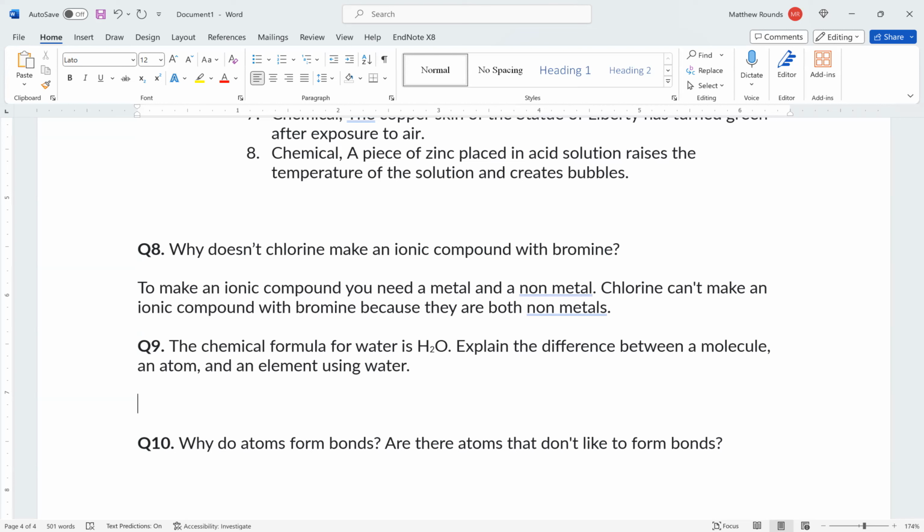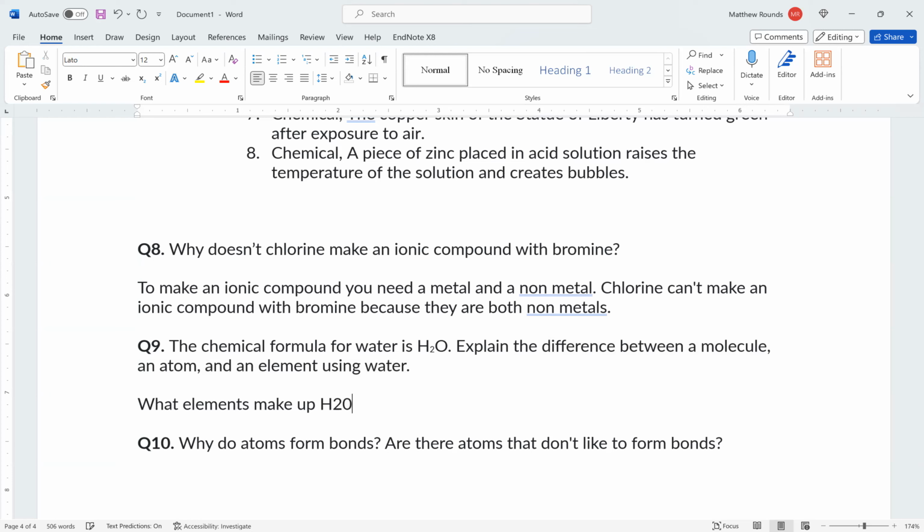Number 9. It says the chemical formula for water is H2O. Explain the difference between a molecule, an atom, and an element using water. So I'm gonna type the question and you're going to provide the answer. What elements make up H2O? And I'd like a full sentence, please.